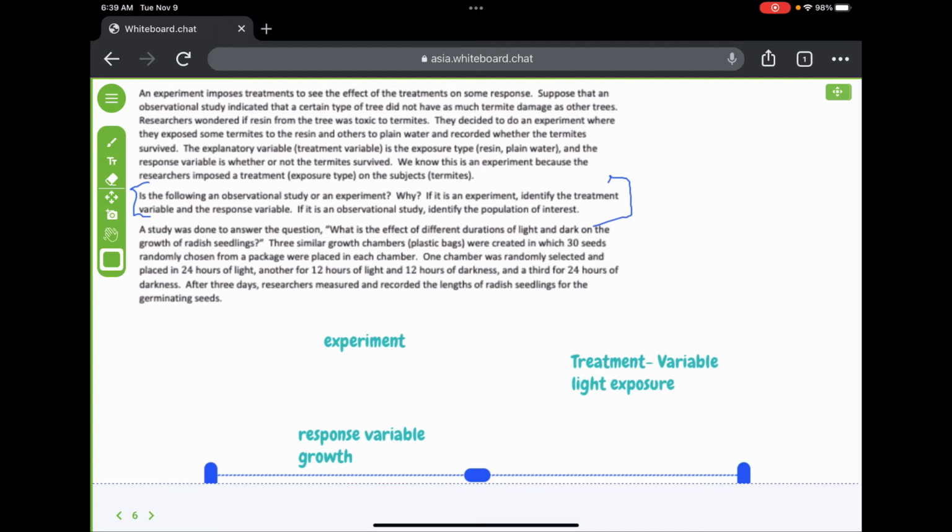So that's what you're going to have in every experiment. You're going to have a treatment and you're going to have a response variable. What are you looking for? What are you doing, and what are you looking for in this experiment?